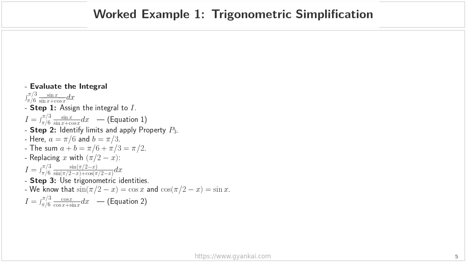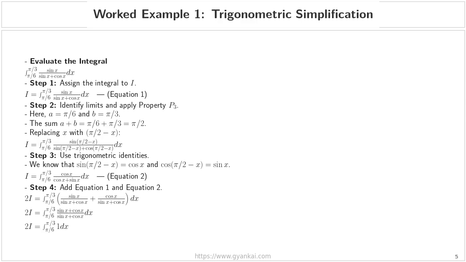Applying these identities to our integral, we get the integral from pi over 6 to pi over 3 of cosine of x divided by cosine of x plus sine of x with respect to x. Let's label this as equation 2. Step 4, this is where the magic happens. We add equation 1 and equation 2 together.